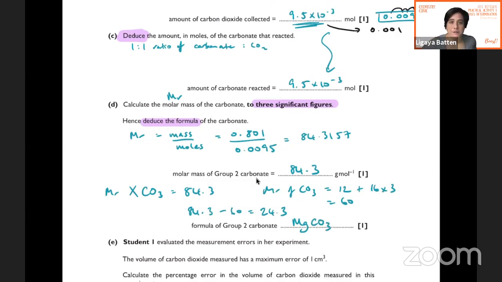If you happen to have got your calculations wrong somewhere earlier, then you would get error carried forward and you'll be given the mark for the group 2 metal or carbonate that's closest to the value you measured or calculated for your molar mass of your group 2 carbonate.